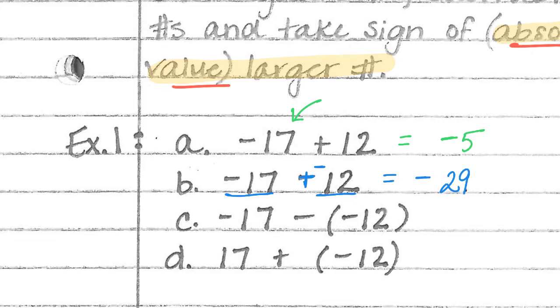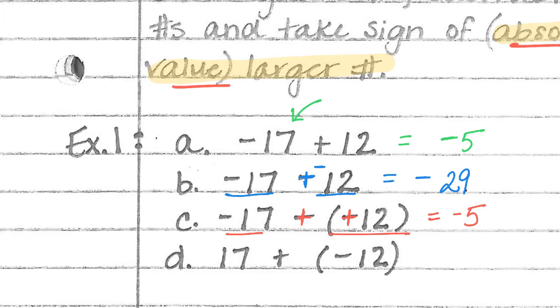Moving on. We are going to add a negative. So when I have two negatives together, they become positive. Now we're back to the same question in A. Negative 17 plus 12. The answer is negative 5.